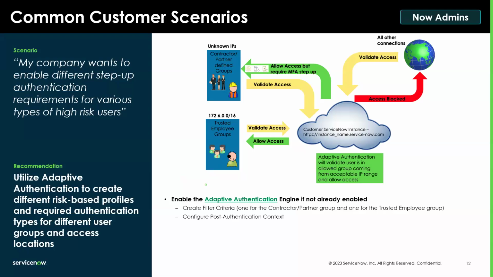Awesome. And then the last one in this series, again, a little more complicated. The previous two scenarios were black and white, to either allow or deny access based on a single criteria. Here we're getting into a little more complicated rules. Walk us through it: if your company wants to enable different step-up authentication requirements for various types of high-risk users, can we help with those multiple types of scenarios?